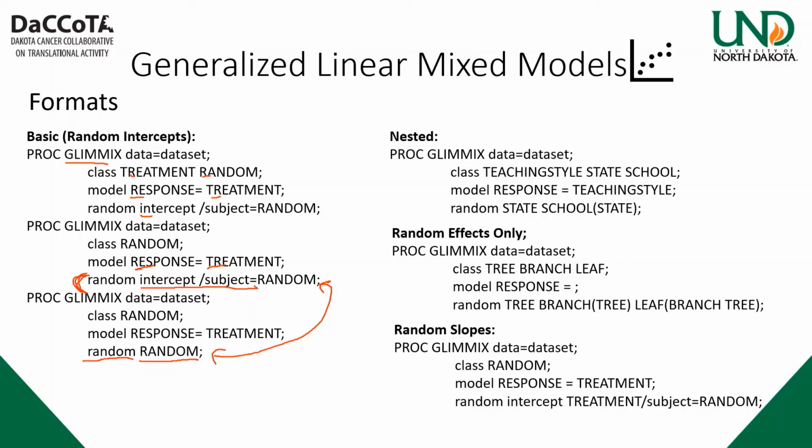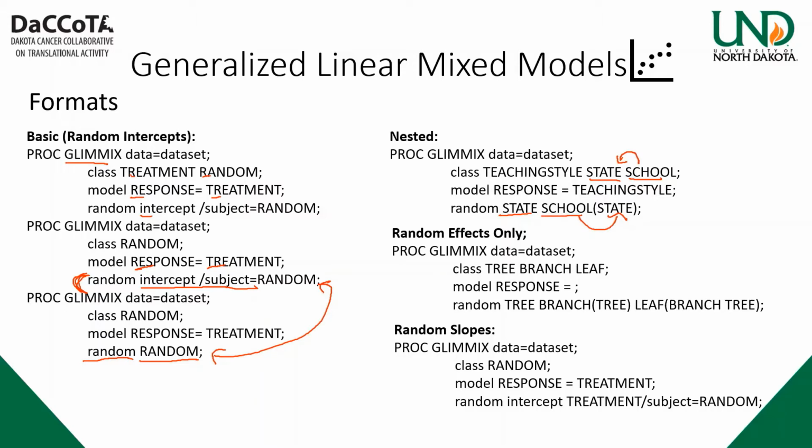Turning to something a little more complicated, if you have nested effects in your data, for example, if you're looking at student outcomes from teaching style and you're looking at different schools within a state, well, we know that this is hierarchical, that schools are nested in states. So you would have a random effect like this where you have state, and then to show the nesting, you write school is nested in state.